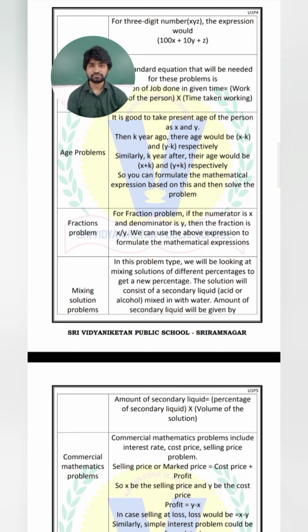Now, 5 years ago means it is past, so you have to subtract. Sometimes they will say 5 years hence. Hence is a future word which speaks about the future. So x plus 5. When you are talking about the future, you have to add that given age to the variable.